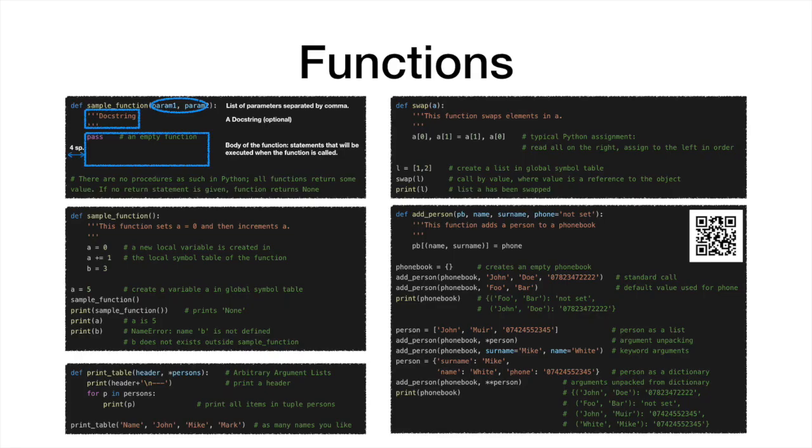In this video we take a closer look at Python functions. To define a function in Python, use keyword def, followed by the name of the function, a list of input parameters in round brackets, and a colon. This is called the signature of the function.